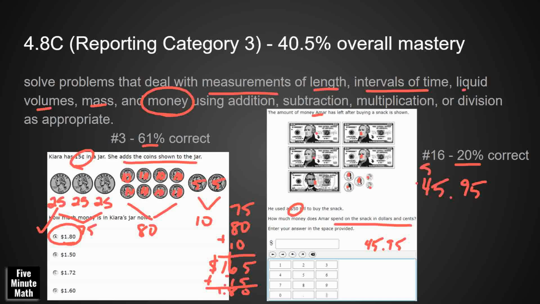Well, now I've got to calculate my change. I paid with a 50. That's a bit strange. I'm not sure why I would buy a snack with a $50 bill. So that's a little bit unreal. But we have to do all this regrouping here. And we know that regrouping can sometimes still trip our kids up.